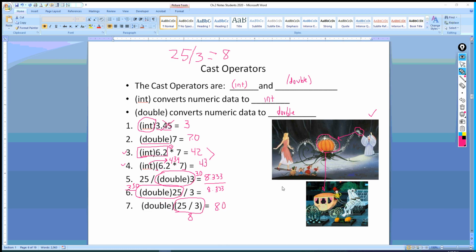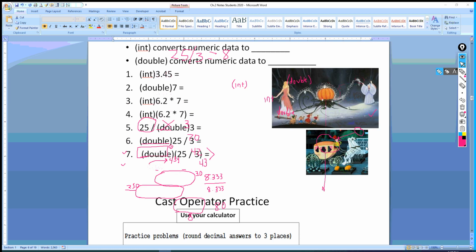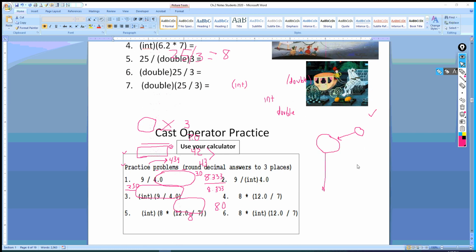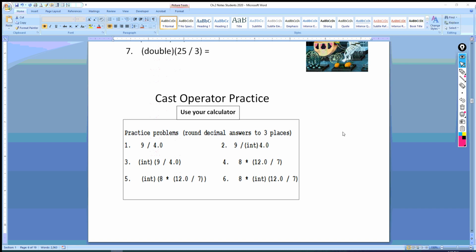Alright, now what we need to do is go down to the problems below here and do these 6 problems, and then come back and see if you did the answers correctly. Okay, let's look at these and see how you did. An int divided by a double is a double, so you use the calculator, keep the decimal, and that's going to be 2.25. There's no cast operator, so don't do anything else.